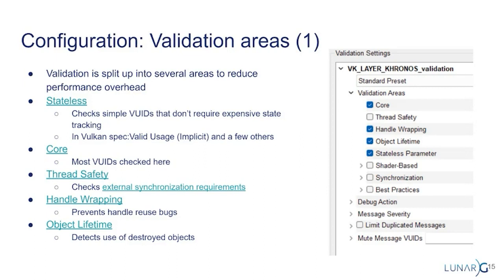Handle wrapping is about making sure you don't reuse stale handles. Drivers can reuse handles or even have non-unique handles for multiple create calls. And this feature will make sure those handles are unique and make sure you're not reusing anything. It also makes the handles deterministic, so you can run the same program and get the same handles every time, which is sometimes useful for debugging. Object lifetime is, again, about making sure that you don't use handles after they've been destroyed.